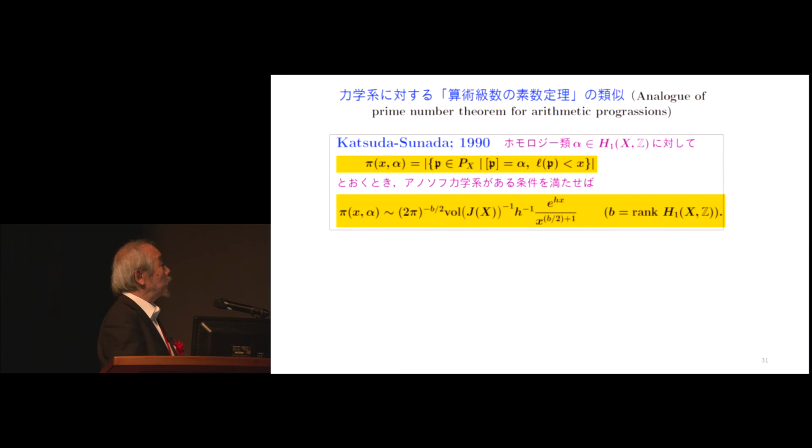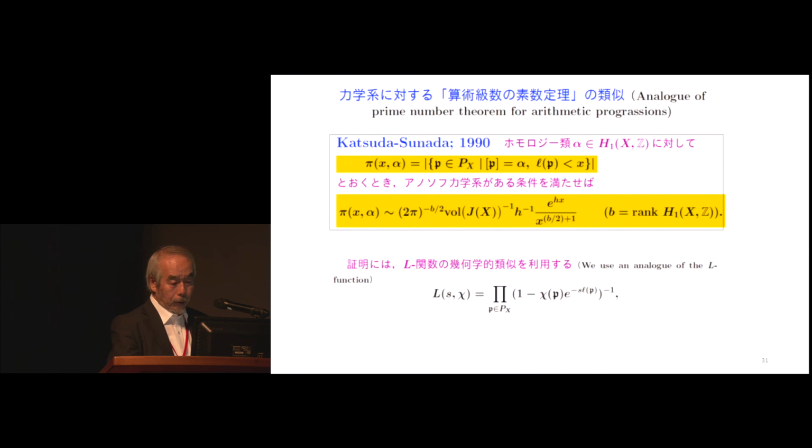In 1990, if you have one homology class, then if you do the counting like this, and if B is defined, you need to have this term because generally the homology class is infinite. But it's possible to express this in the dynamical system.